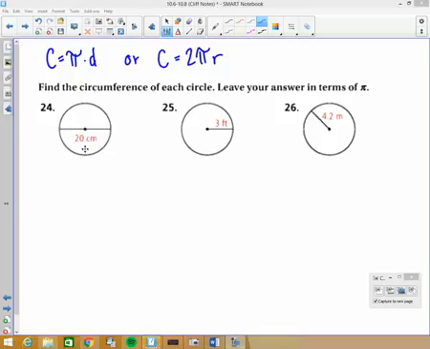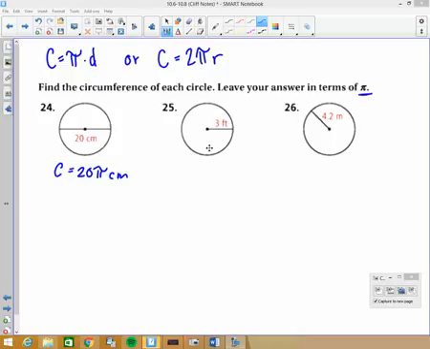So for the first one, we'll have 20 centimeters as the diameter. And so we'll say our circumference is going to be equal to 20 pi centimeters. And we're done because it asks us to leave our answers in terms of pi, which means we will not multiply 3.14. We will leave the Greek symbol for pi as the answer.